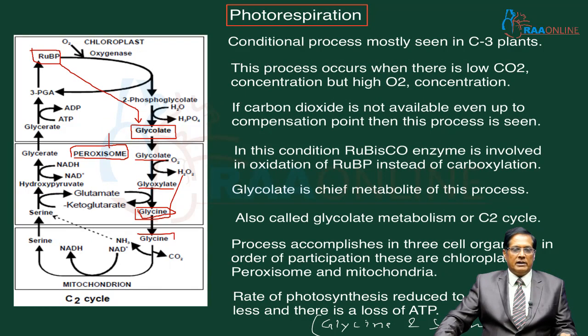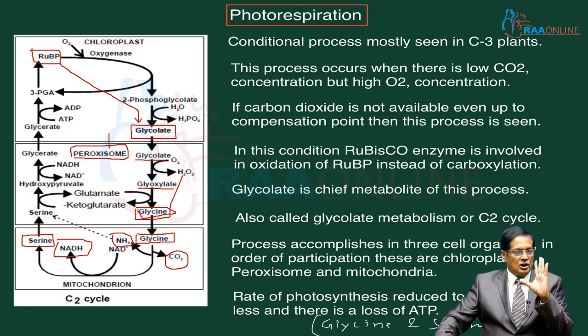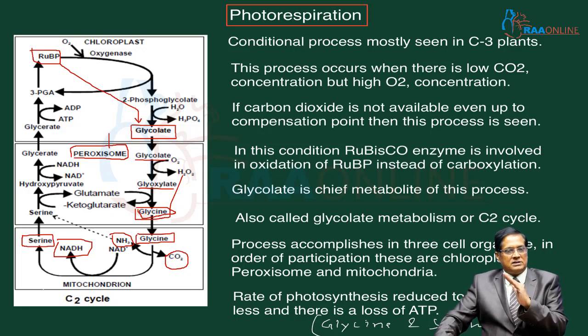Then glycine migrates or is transferred to the mitochondria, where its decarboxylation and deamination takes place, resulting in the formation of serine. This is the oxidation step, and this is decarboxylation, then removal of ammonia, that is deamination. So we can say oxidative decarboxylation plus deamination results in the formation of serine.